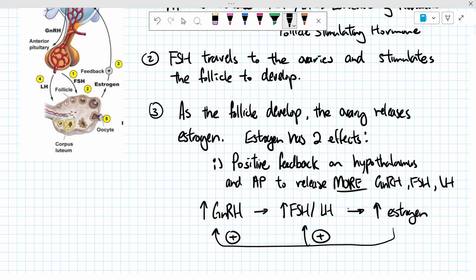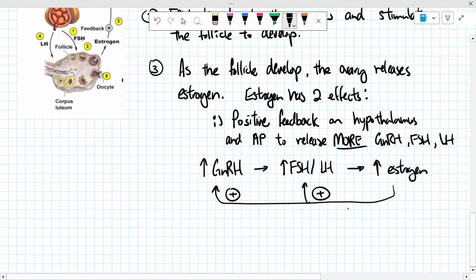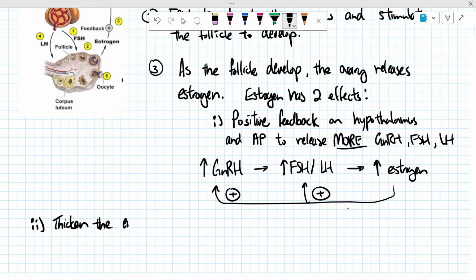When the temperature drops, it will turn off the AC. So that's the first effect of estrogen. The second effect is it will thicken the endometrium.